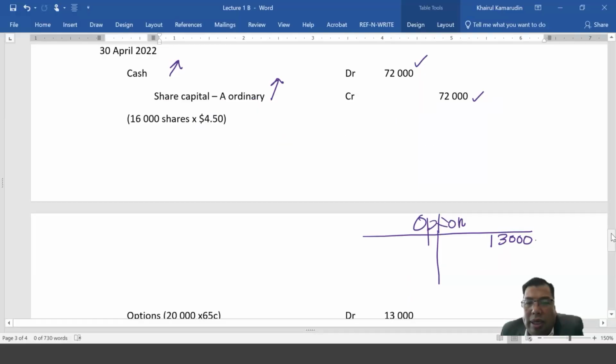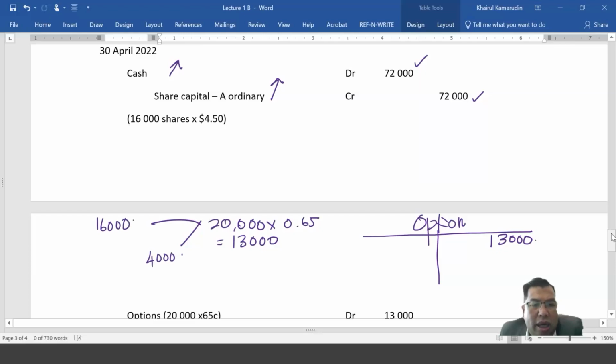The price, I think, is 65 cents each. You have 220,000 multiplied by 0.65. So that's why you get 13,000. From this 20,000, 16,000 are exercised and 4,000 are left to lapse. This one is the lapse.